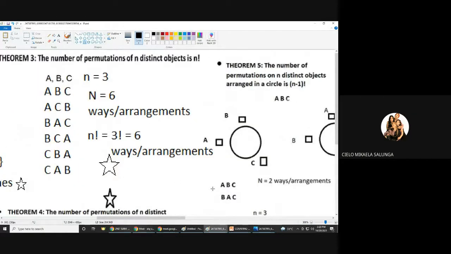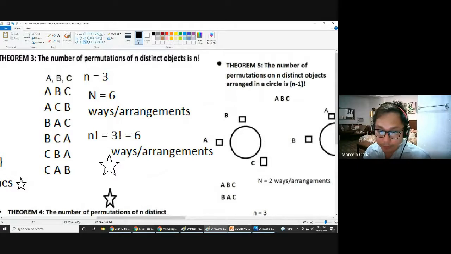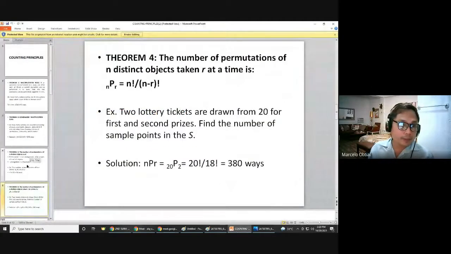Sa theorem number 5, let's go back with our presentation. As long as nakalagay yung word na circle. Ay, di pa pala. Wait pala, before kay Shello, may isa pa pala example dito. Look at the screen, please. 2 lottery tickets are drawn from 20 for first and second prizes. Find the number of sample points in the S.